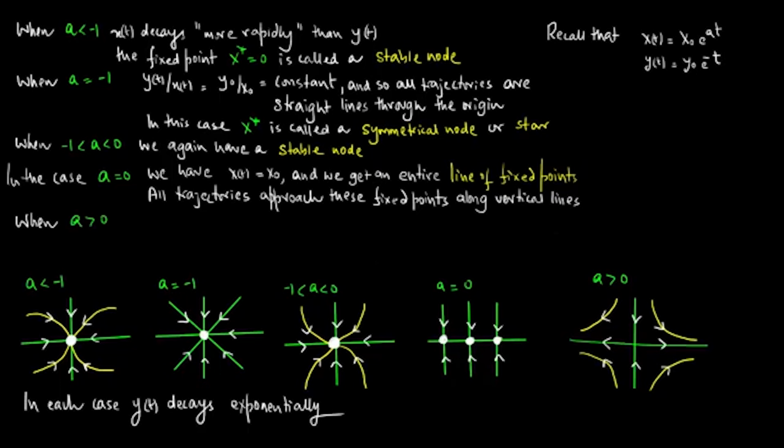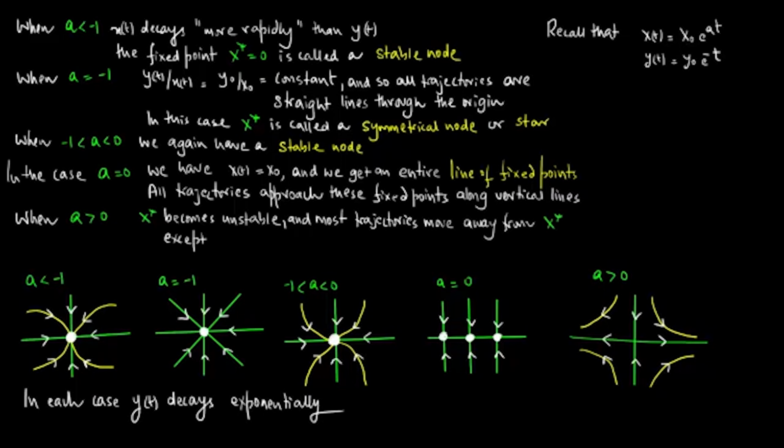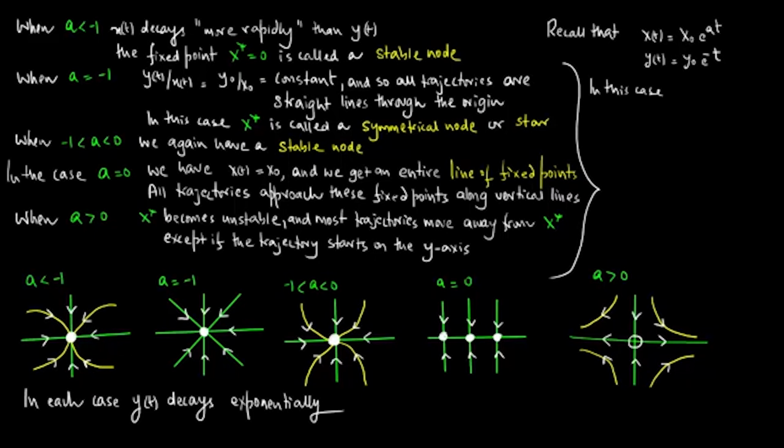And when a is greater than 0, x star becomes unstable and most trajectories move away from x star, except if the trajectory starts on the y-axis. In this case, x star is equal to 0 is called a saddle point.